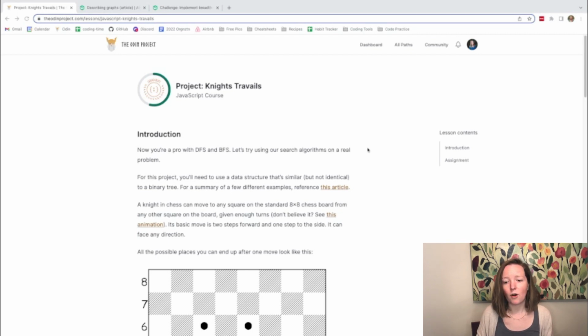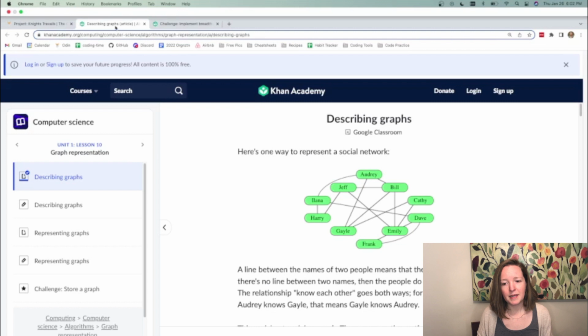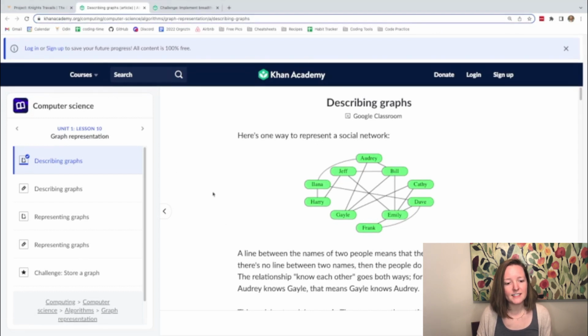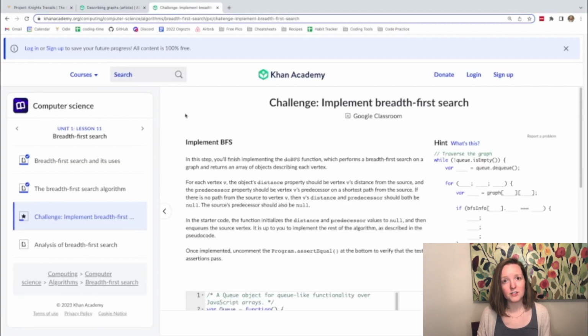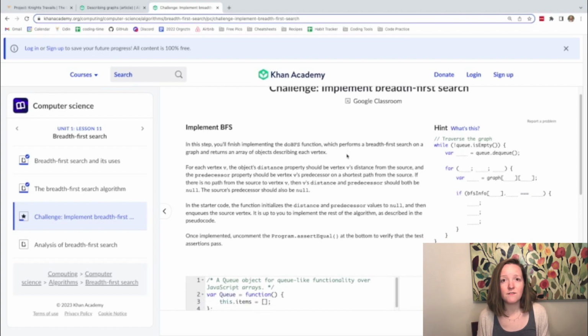And I revisited an article that was linked in the project instructions, which is on Khan Academy. And the article is about graphs. And I did read through this lesson, but the next lesson is actually on breadth first search and applying that search pattern to graphs. And so I read through those articles and those were very helpful. And I'm currently completing the activity that's at the end of this lesson. The activity involves writing a function which performs a breadth first search on a graph, and it returns an array of objects describing each vertex in the graph.